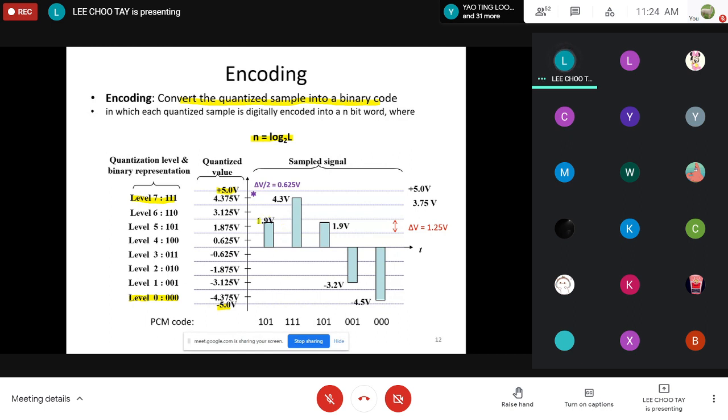Take the first pulse for example. The amplitude is 1.9 volt, and the nearest value to 1.9 volt is 1.875. So 1.875 corresponds to level 5, which is binary code 101. Therefore a PAM pulse with an amplitude of 1.9 volt is represented by the binary code word 101. The next pulse has an amplitude of 4.3 volt. The nearest level is 4.375 volt, which corresponds to the binary code word 111. So the amplitude of this pulse is represented by the binary bit values 111.